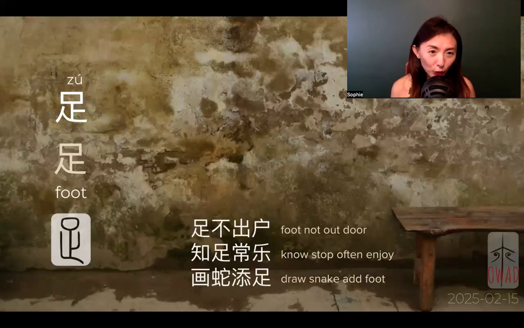Chinese, foot, 足. Well, that sounds like English. Okay, 足, that's the Chinese pronunciation. 足 means foot, and it looks the same, simplified, traditional, even 2,000 years ago in the script, Chinese character.